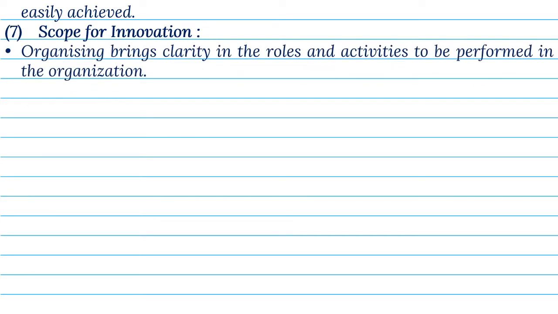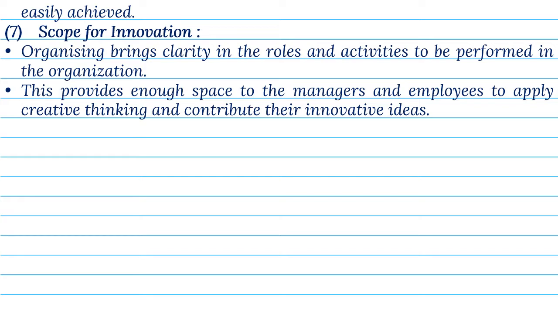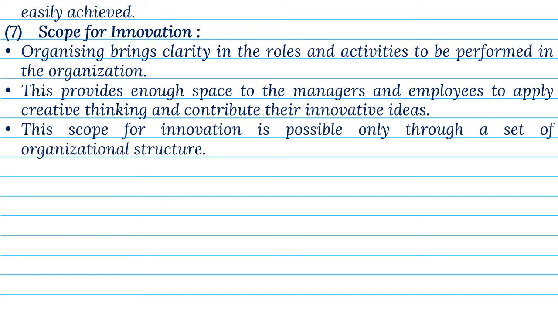7. Scope for innovation. Organizing brings clarity in the roles and activities to be performed in the organization. This provides enough space to the managers and employees to apply creative thinking and contribute their innovative ideas. This scope for innovation is possible only through a set of organizational structure.